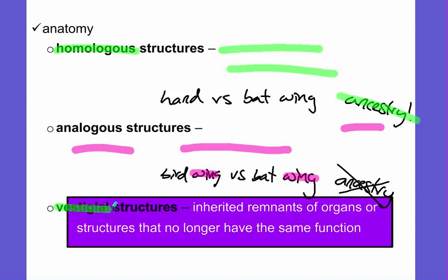So you can put examples in there. It'd be like a penguin or ostrich wing. It'd be like your appendix, your wisdom teeth. It'd be like the legs of a snake. So put in some examples for your vestigial structures. Nobody has their pencil out. You need some examples for these so you can remember later. Write down a couple, like your appendix. Maybe ostrich wing. So write something in here. Don't just leave it blank.